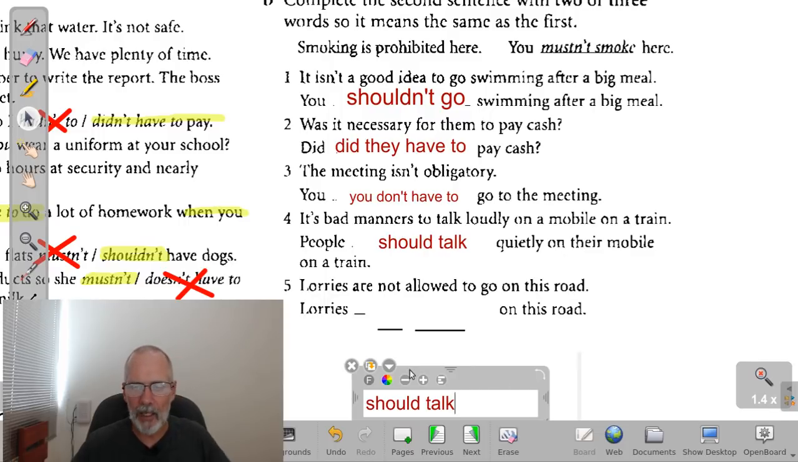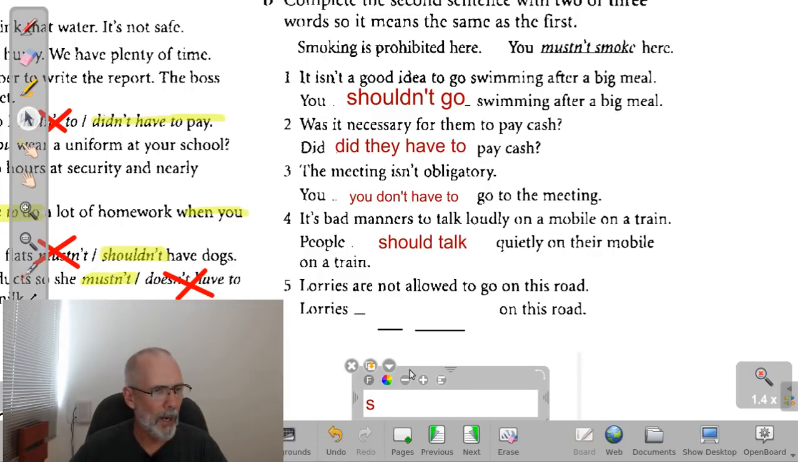Who can say the same thing using one of the words that we saw today? Lorries have to. No, that's the opposite. That means that they're obligated to go on there. We don't want to say that. The negative of have to is don't have to, and it's not prohibition, remember. It's shouldn't. No, they're not permitted. Lorries are not permitted. Must. No. Has anybody got the right answer to this last question?